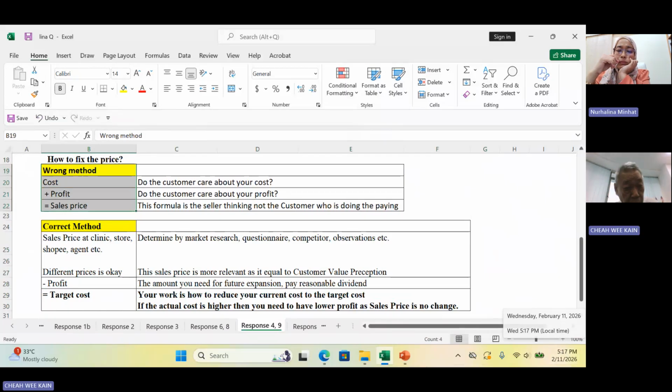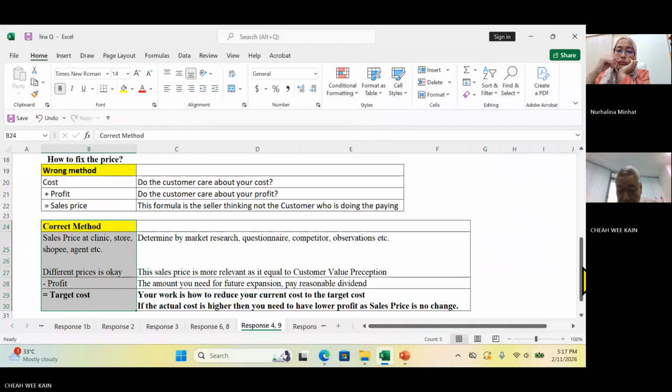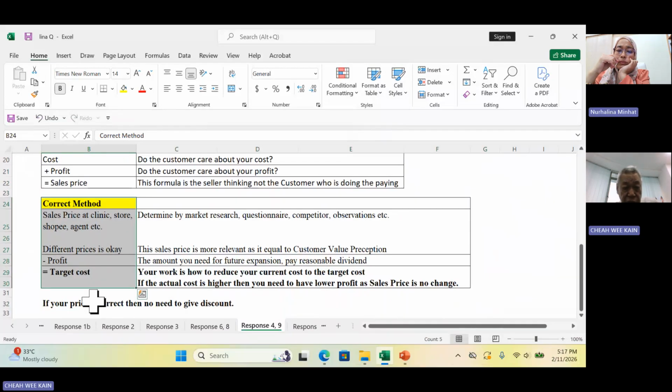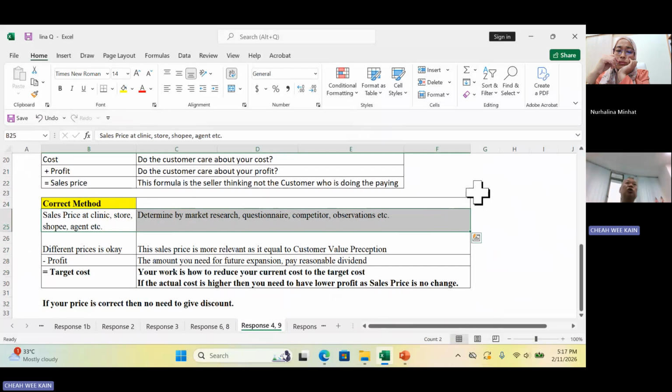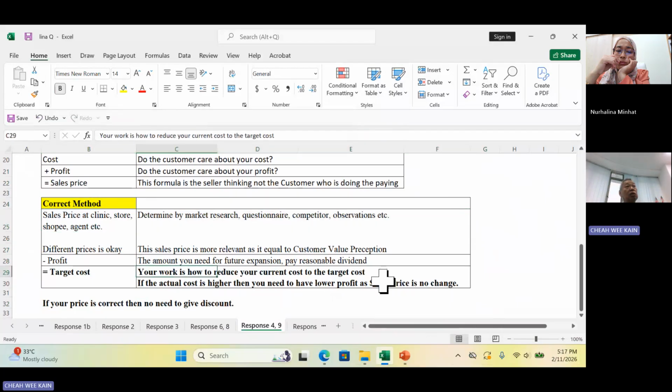Okay, now I don't know how you do your clinic. If your price is correct, then no need to give discount one. You understand? That's the key. Right. So if Shopee asks you to give discount, you say, I don't give discount because I already do my homework. I know what the price that Shopee customer wants to pay. That's it. What is your job? Your job is very simple. How to reduce your current cost to the target cost.